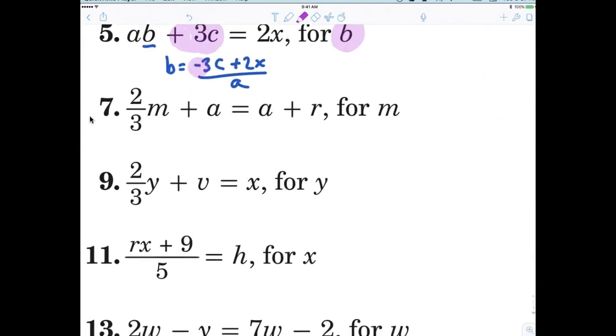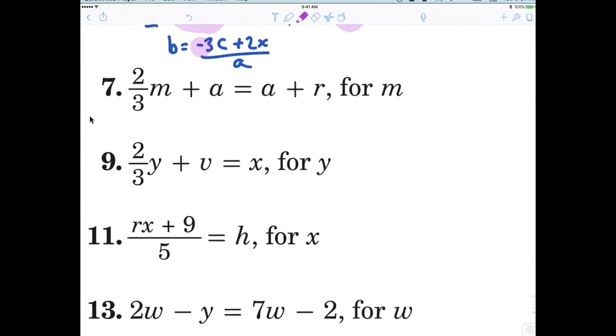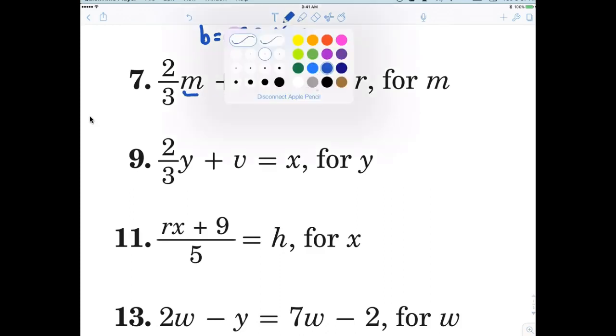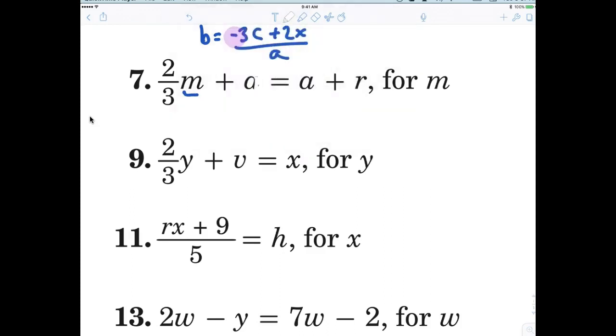All right, they're trying to mess with us now. All right, so number 7. I'm going to show you my technique here, solving for m. Now, please pay attention. What happened? Yeah, the A's cancel, guys. If you have an A on the right and an A on the left, what do they do to each other? They cancel each other out.